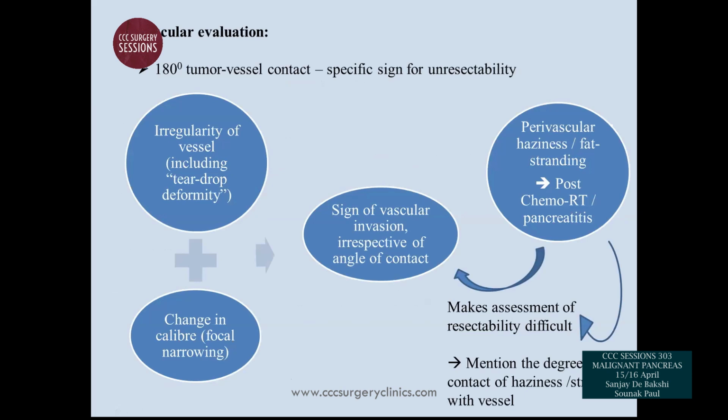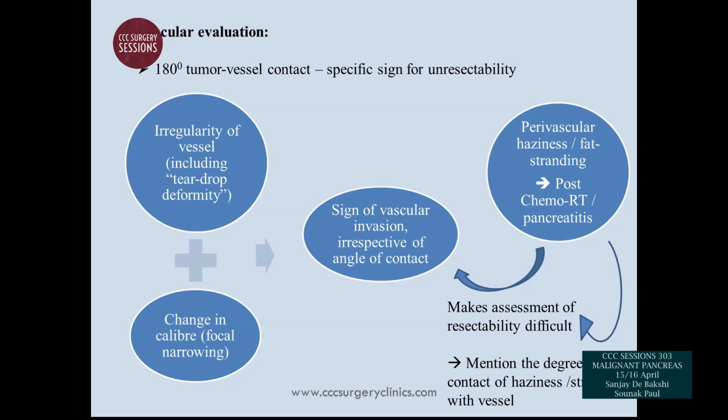The vascular evaluation includes two particular things. First is the focal narrowing of the vessel lumen, whether it's an arterial narrowing or a venous narrowing. The venous narrowing is a more common feature than an arterial one, and so is irregularity of the vessel. This too is more common in venous involvement. As such, the vessel wall may be partially indented by the tumor tissue.